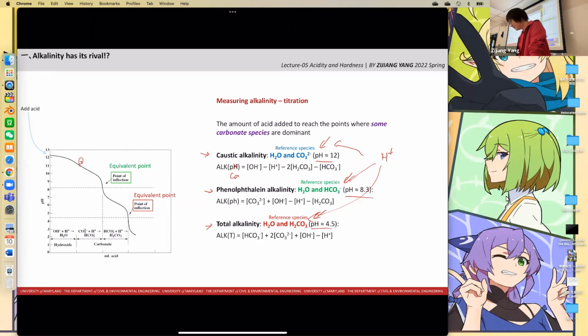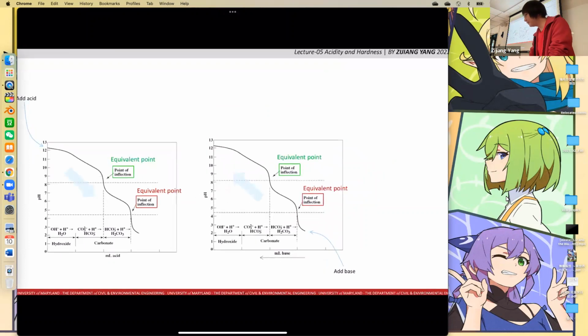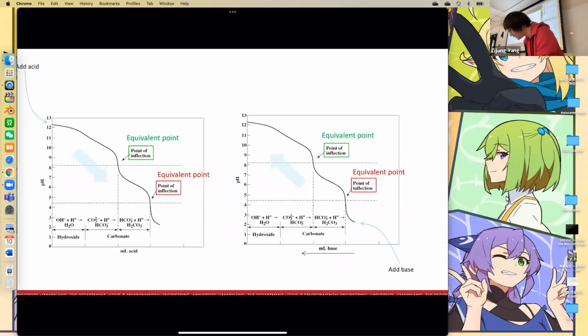Right. Yes. So similarly, for alkalinity, we add acid, and then the pH will drop. So it is shown in this plot. But as we mentioned last time, we can also add base. So in this case, suppose our sample is relatively acidic, and then we add base. So basically, the volume will go in this direction, and then the pH will increase. So we can imagine the curve will be something like this. It is just the opposite of this curve. The shapes are the same, but the directions are opposite.